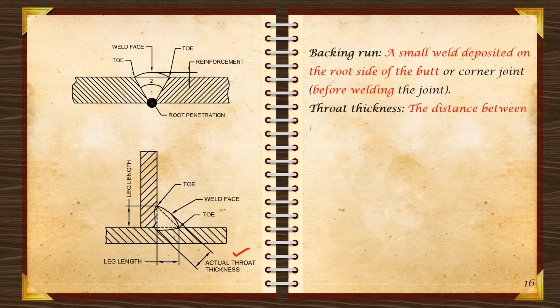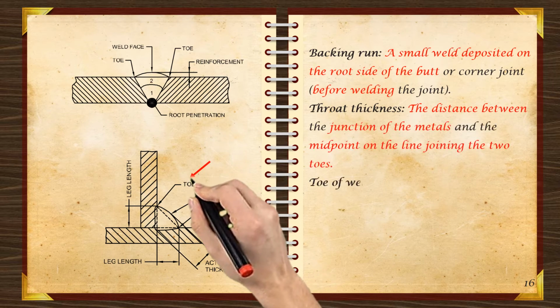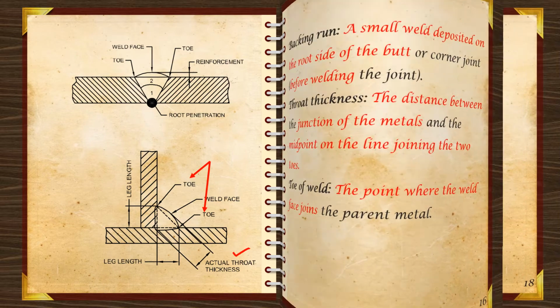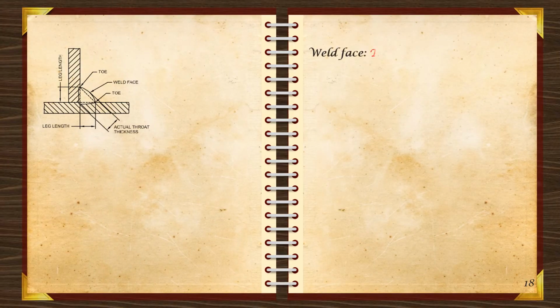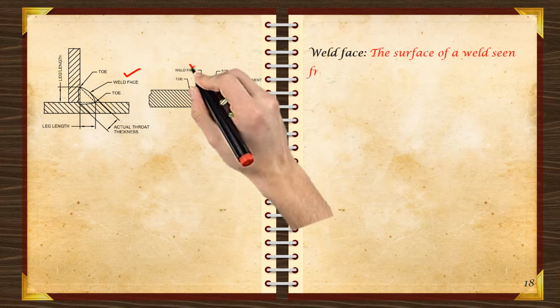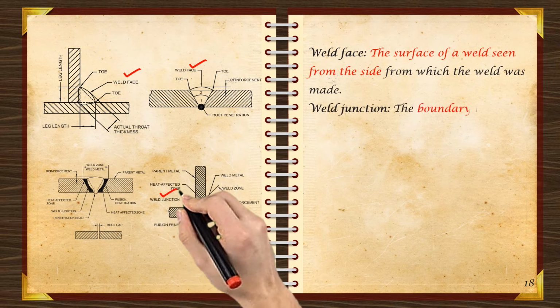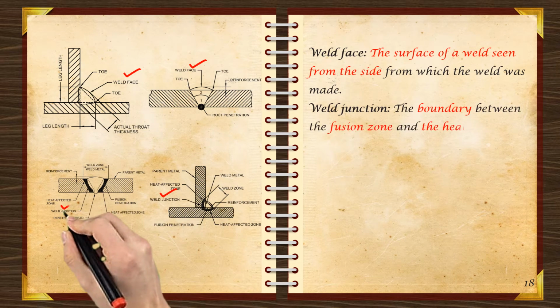Throat thickness is the distance between the junction of the metals and the midpoint on the line joining the two toes. Toe of weld: the point where the weld face joins the parent metal. Weld face is the surface of a weld, seen from the side from which the weld was made. Weld junction is the boundary between the fusion zone and the heat affected zone.